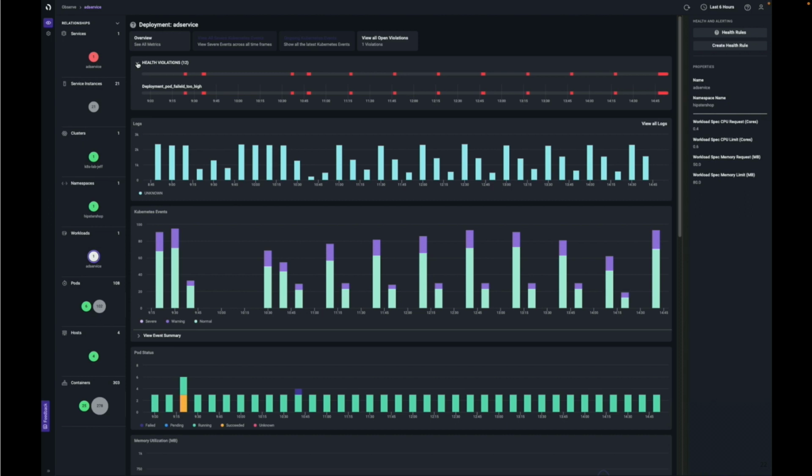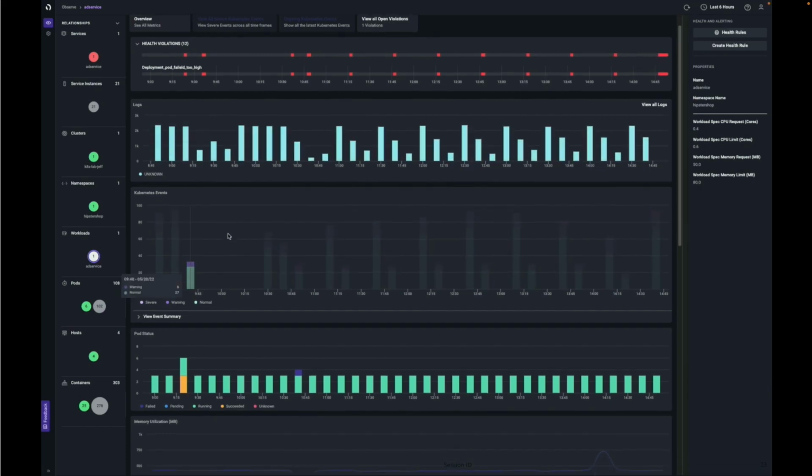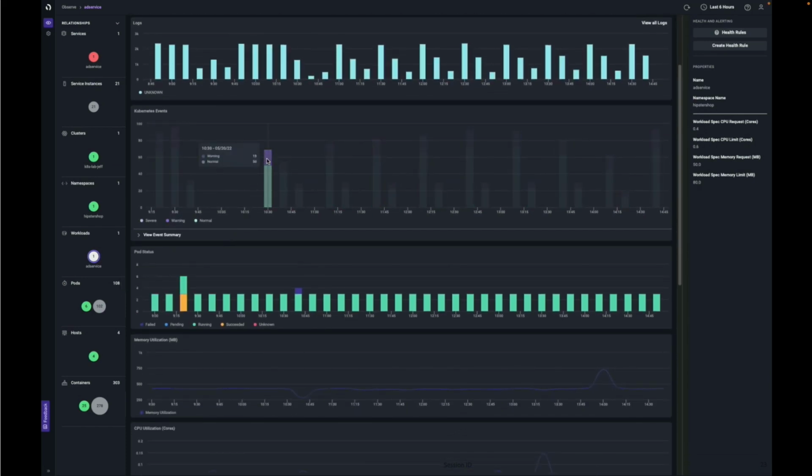And she starts looking at logs. Logs data look normal. She starts looking at the Kubernetes events, and she can see that there are a few severe events, and there are a few warning events, and they are correlated to the health violations that we see on top. So she wants to dig a little bit deeper.